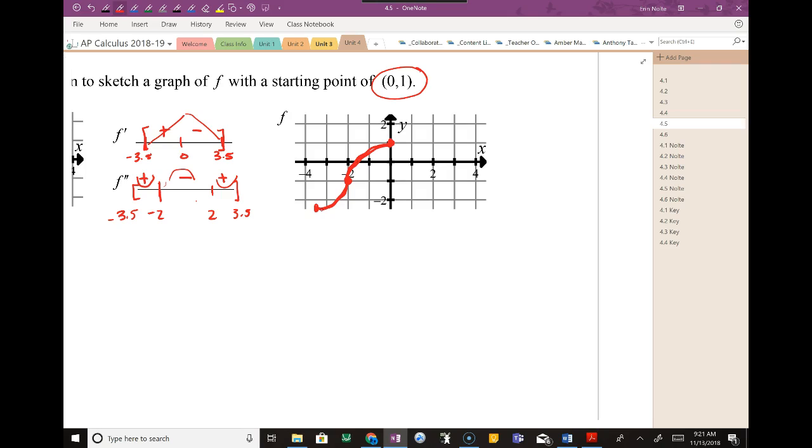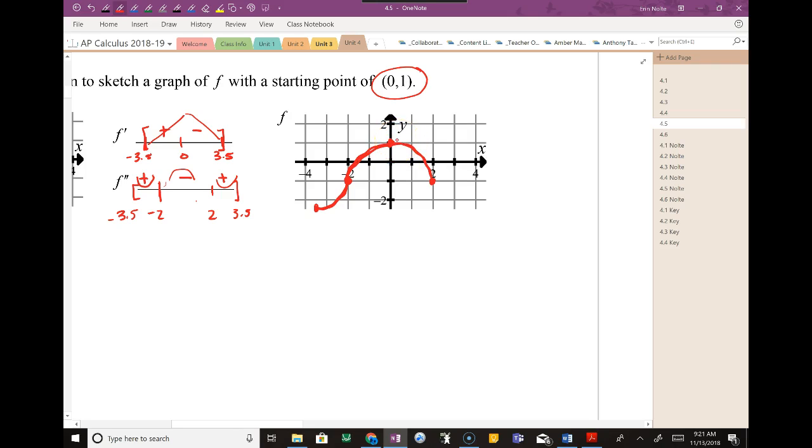So now if I go to the right side of 0, what kind of slope am I going to draw? Negative. And between 0 and 2, what kind of concavity? Negative. So I have a negative concavity, negative slope. Which one am I drawing? This one, right? So I have to draw that down, and I'm just going to pick a y value that looks nice. I'm just going to throw it right there.